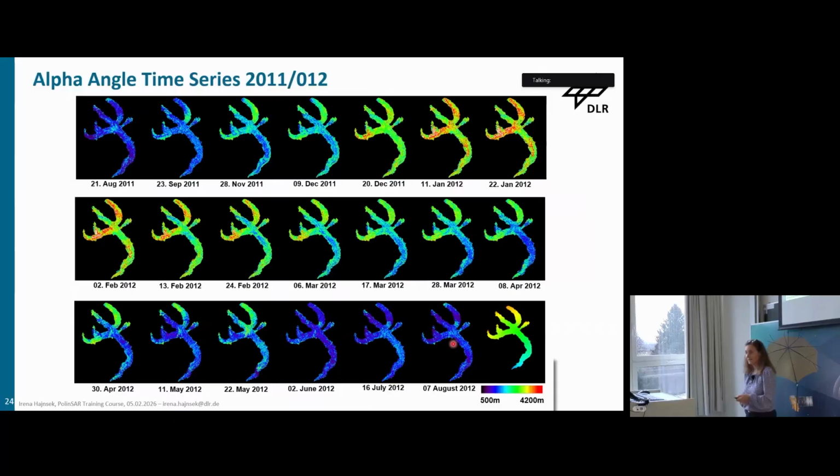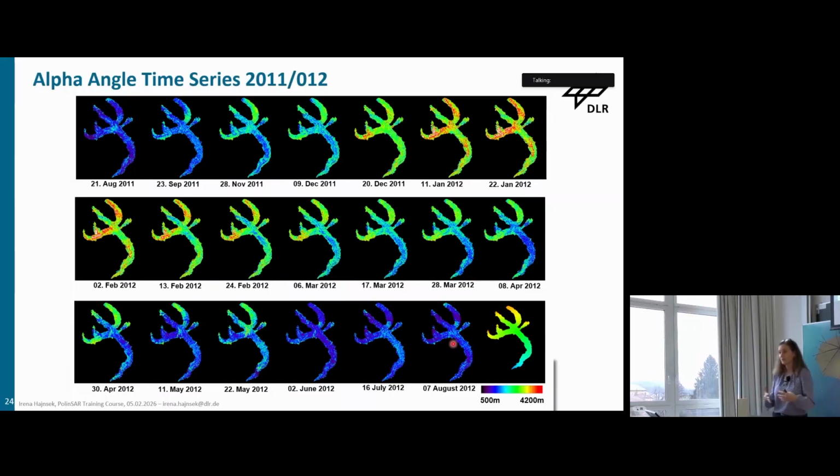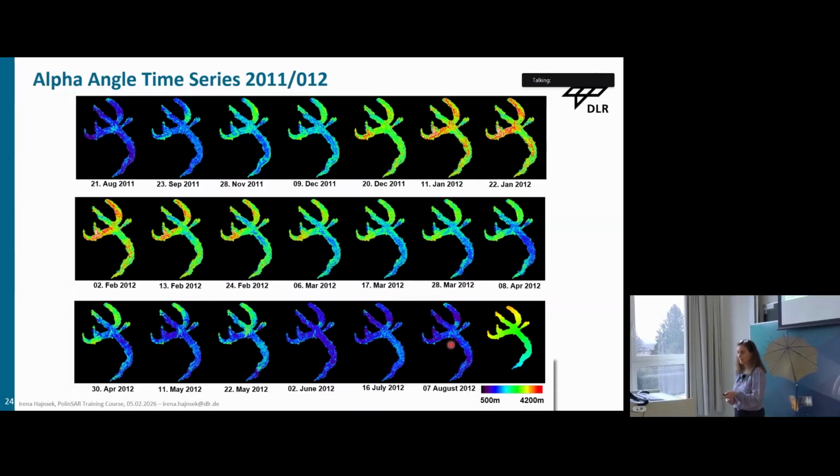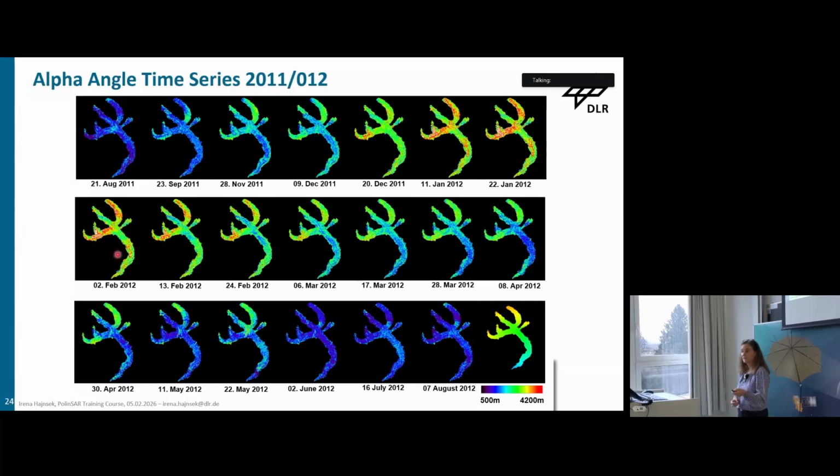The same is true for the alpha angle. So you not only change the amount of scattering mechanism, but you also change the type of scattering mechanism. And this is what you see here. You're coming from surface scattering until volume scattering, which is greenish, and then dihedral scattering, which is reddish, right? This is seen very, very strongly also in February.